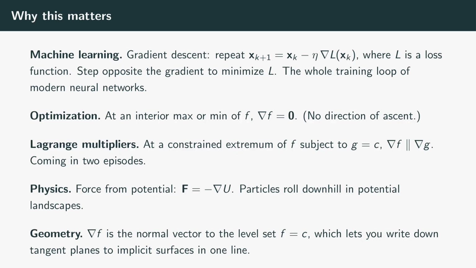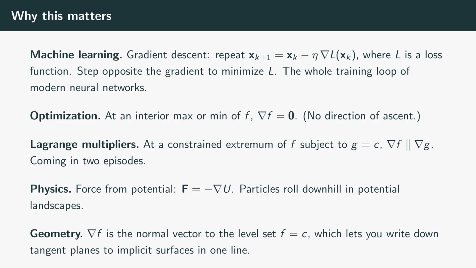In optimization more generally, at any interior local maximum or minimum of f, the gradient must vanish, del f equals the 0 vector. If it didn't, you could improve f by walking in the gradient direction, which would mean you weren't really at a maximum. So the points where del f equals the 0 vector are the critical points where you have to look for extrema. In 2 episodes we'll meet Lagrange multipliers, which solve constrained optimization problems.